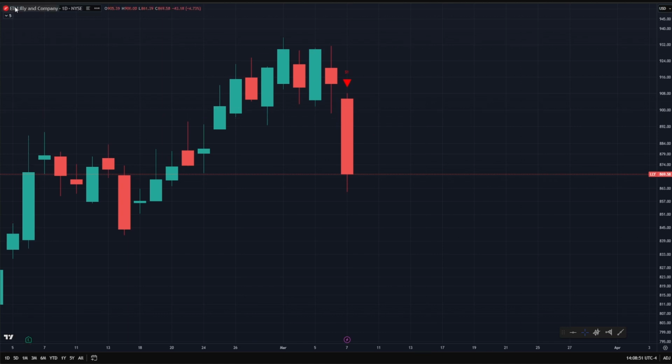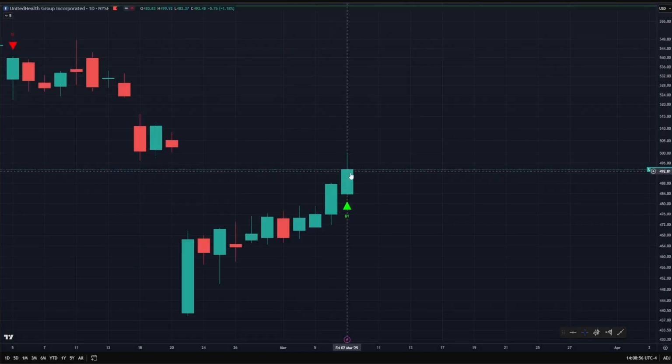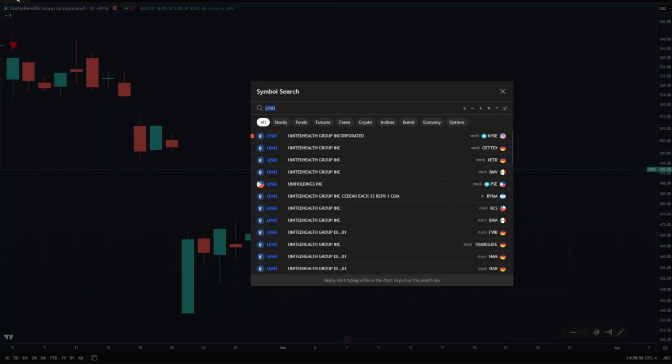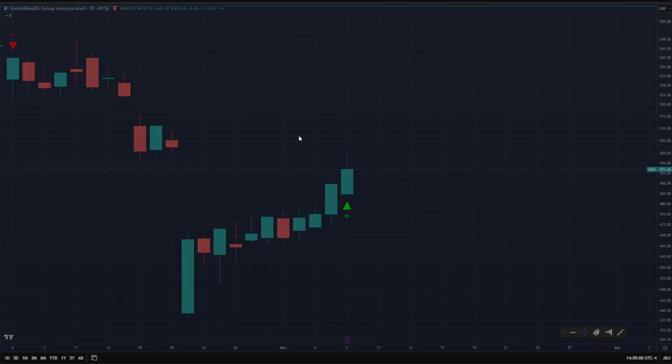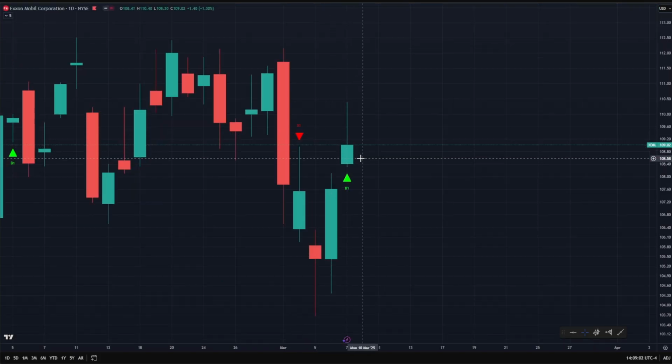For buy signals, we got two on Friday. One for United Healthcare, as you can see here, and one for ExxonMobil, which you can see here.